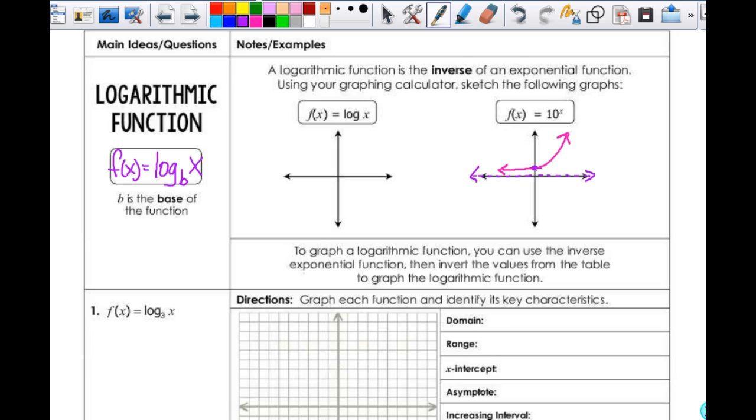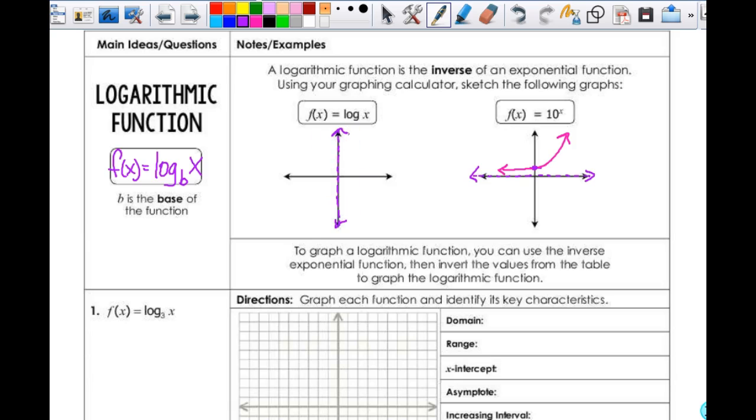So when you take the inverse, when you have inverse functions, what happens? How do you do that algebraically? You flip the x and y. So x becomes y and y becomes x. So your asymptote for an exponential is y equals 0. What do you think it's going to be for a log? Well, it is y equals 0 for an exponential, so it would be x equals 0. So it would look like this. This would be your asymptote for a log.